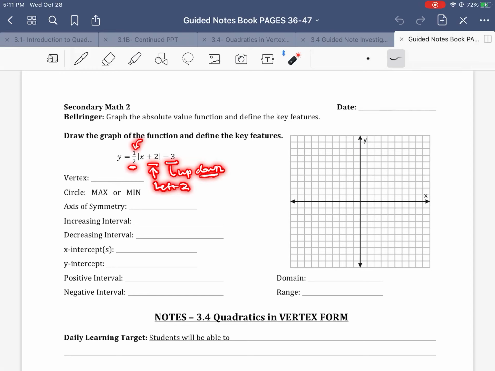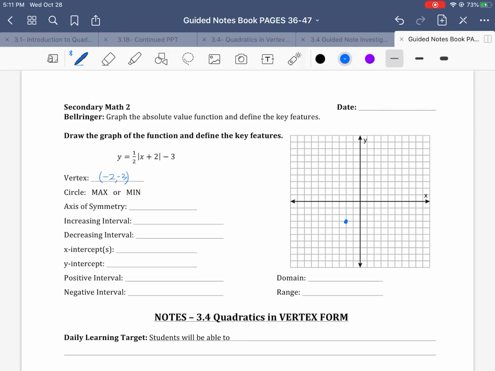And then this changed the slope, right? So we did rise over run of 1/2 when we drew our V. Essentially we could find that vertex just by looking at that equation. We knew that it was going to go left 2 and down 3. So we can plot that over here on our graph, left 2, down 3. That's the vertex of the function.